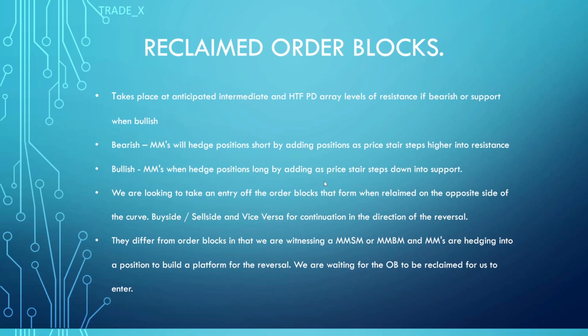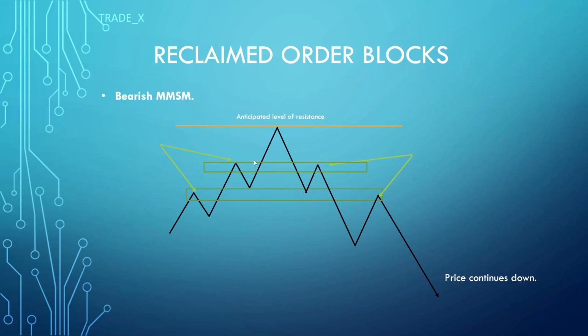And so let's jump into how this looks, and then we'll go into some fixed charts, and then we'll go into live charts so you guys can start annotating. So this is a bearish market maker sell model using a reclaimed order block. This is an anticipated level of support, and it can be an intermediate level, or it can be on a higher time frame PD array matrix. And so let's go through it, and how we take entries, right?